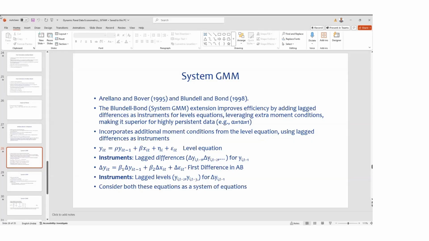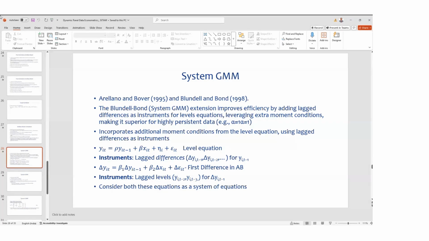This is the level equation, and then you also take the first difference. So Arellano-Bond used which one? The first difference model. In the system GMM, we are using the level model also. The level equation is also used. That is the reason why we call it a system, because there are two equations that you are looking at. Okay. So is it better, or will there be any advantage of using the level equation also along with the first difference? Yes. Okay.